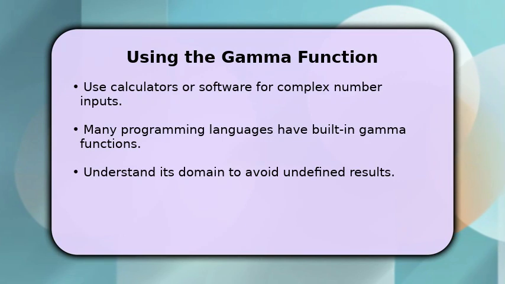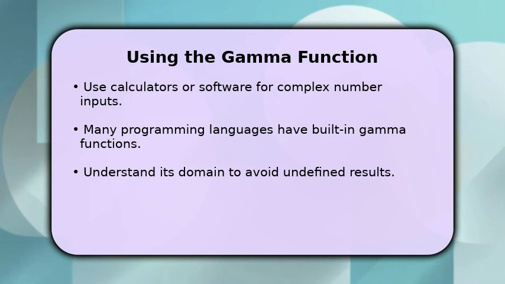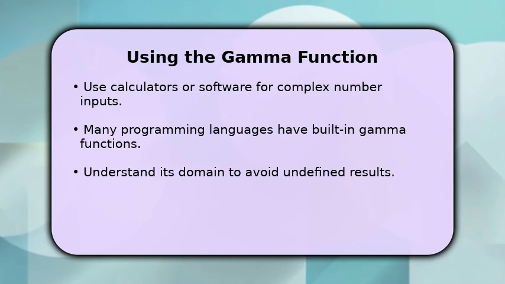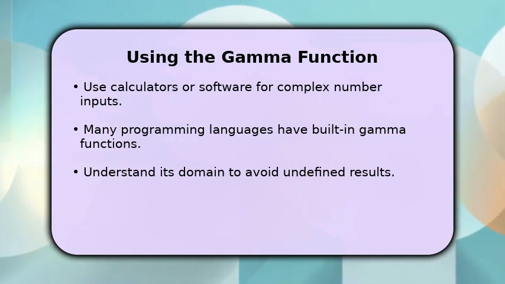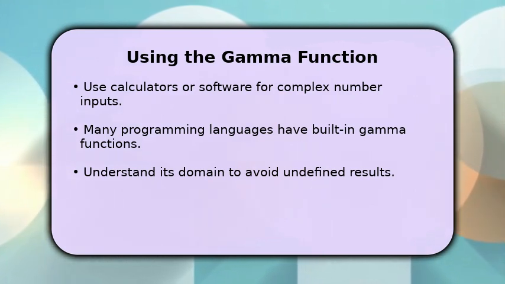When practically using the gamma function, especially with non-integer or complex inputs, it's best to leverage computational tools. Scientific calculators and mathematical software packages often have built-in gamma function capabilities. Programming languages like Python and R also offer functions to compute gamma values.